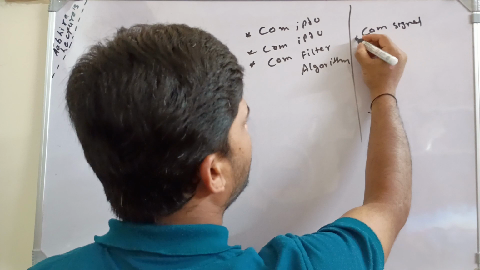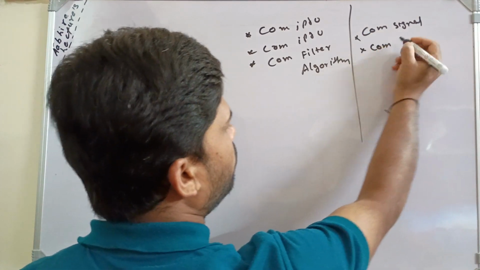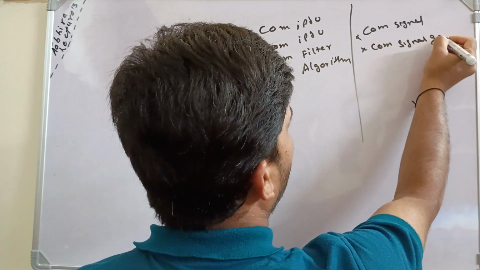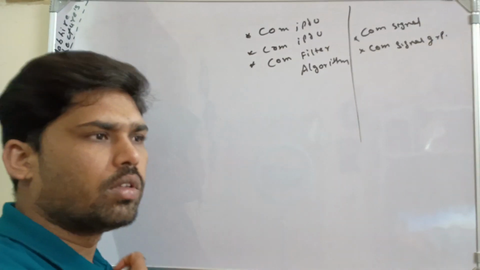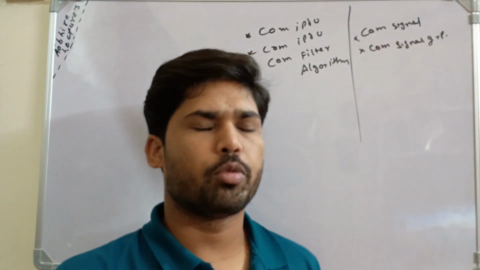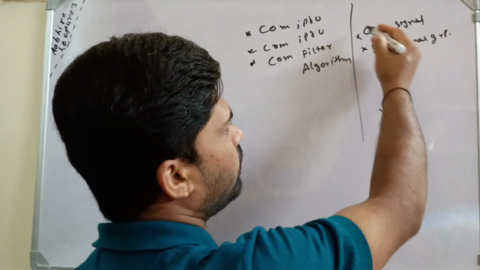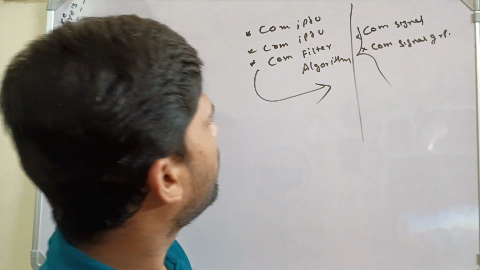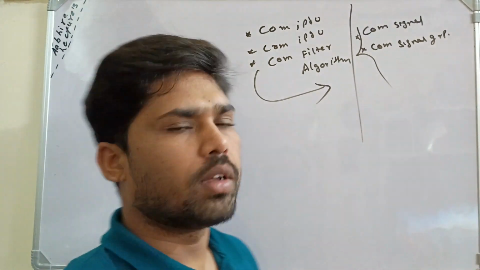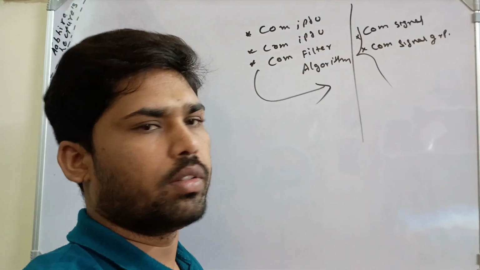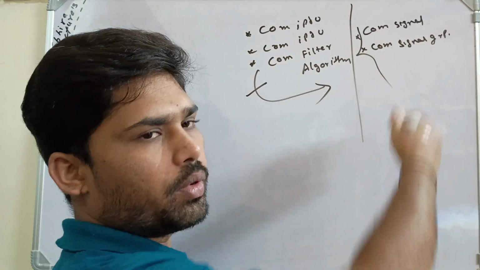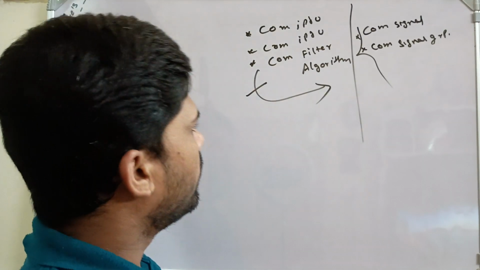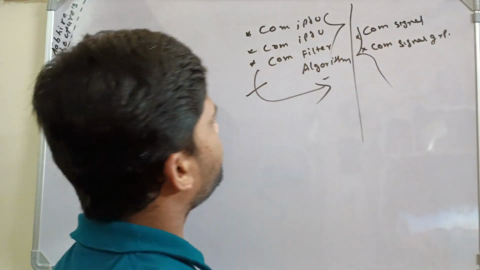Okay, so in the last video we discussed COM signal and COM signal group. Okay, so transfer property and deadline monitoring we already discussed in this. This COM filter algorithm is pending. It will come in the COM signal group only. This is a reference when we are doing configuration with the COM signal. Okay, so today I will discuss these three.